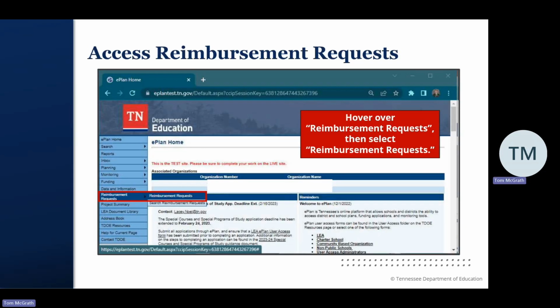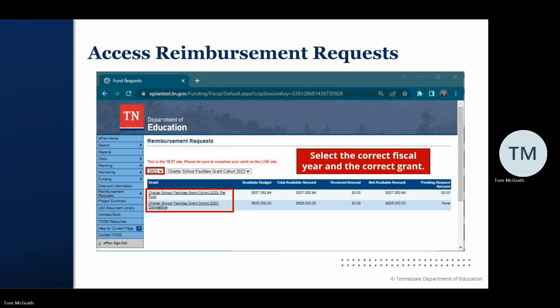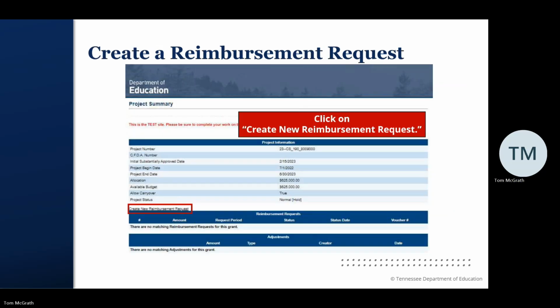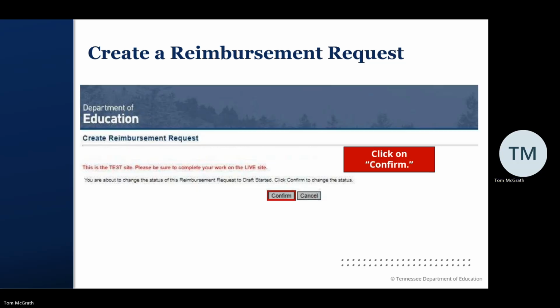First, we'll review how to access the reimbursement request section. You'll hover over reimbursement requests, then select reimbursement requests. Then select the correct fiscal year and the correct grant. Then click on Create New Reimbursement Request. Click on Confirm.